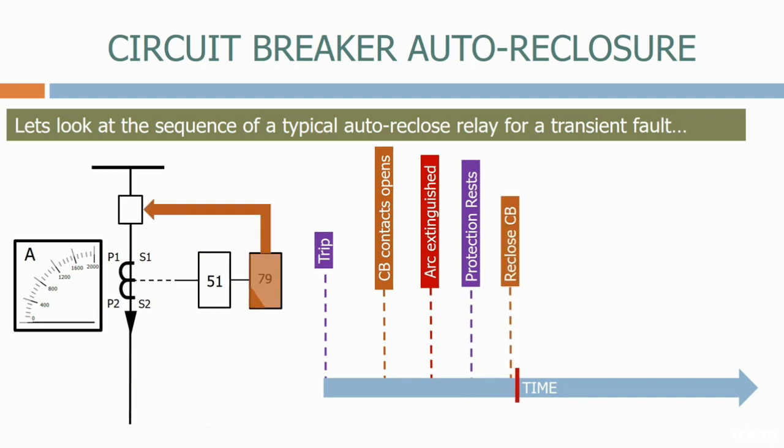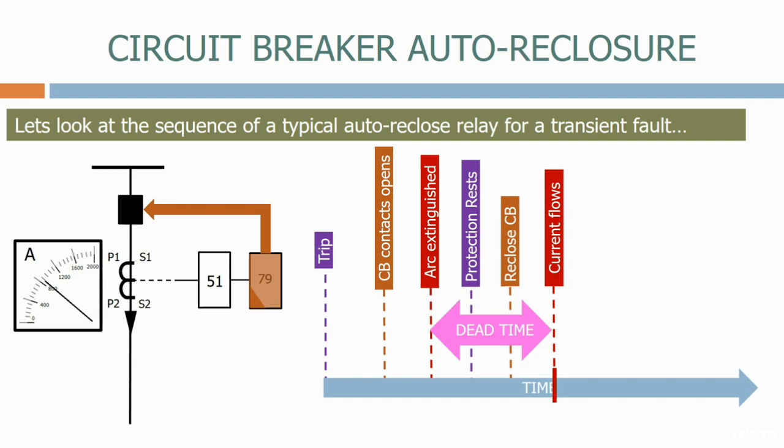After a fixed time, we reset the protection system automatically. We then try and reclose the circuit breaker. Once the circuit breaker is closed, the current starts flowing again. The duration of the time from when the arc was extinguished to when the current starts flowing again is when the circuit was dead. We therefore identify this as the dead time, and is effectively the time from when the circuit breaker contacts open to when they close again.